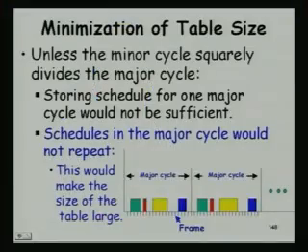So, the second constraint is minimization of table size, and we had said that unless the frame size squarely divides the major cycle, we cannot really store the schedule for the LCM of P1, P2, ..., Pn, it will be much larger.